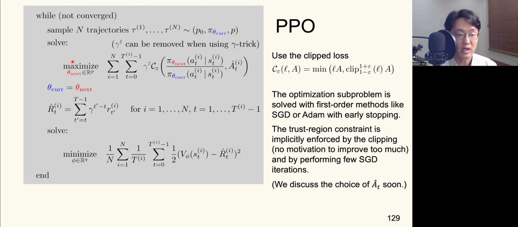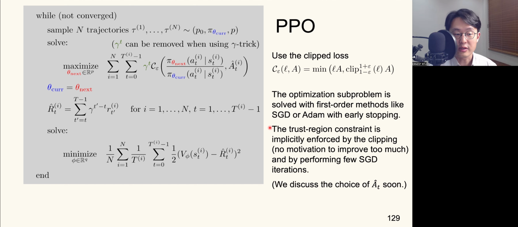More specifically, this optimization subproblem is solved with methods like stochastic gradient descent or Adam. One additional detail to point out is that it's done with early stopping. So this inner maximization problem is not solved until convergence. You only do a limited number of SGD or Adam iterations, and that's because the trust region constraint is implicitly enforced by clipping.